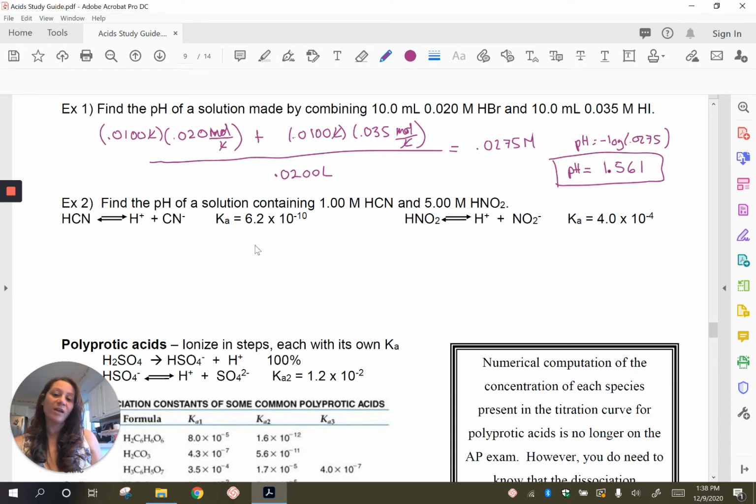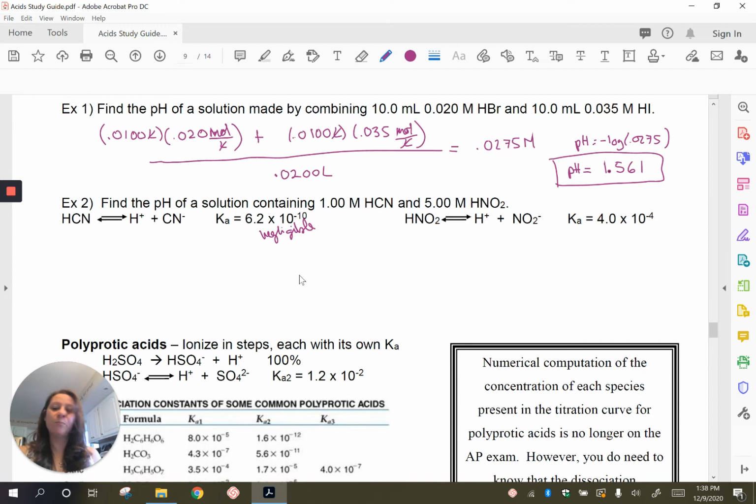So what I would do in this case, I wouldn't worry about HCN at all because its Ka is so small, the H+'s from it are going to be a very, very small number compared to the H+'s that I get from HNO2. So I would ignore this one. I'd say this is negligible. And I would do just the HNO2.